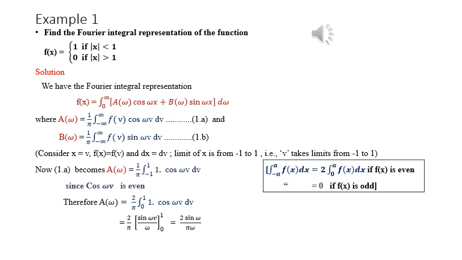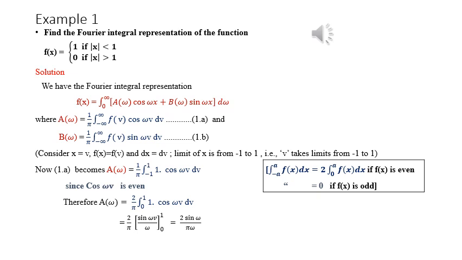Now we have a Fourier integral representation formula. f of x is equal to integral 0 to infinity a of omega cos omega x plus b of omega sin omega x d omega, where a of omega is equal to 1 by pi integral minus infinity to infinity f of v cos omega v dv, and b of omega is equal to 1 by pi integral minus infinity to infinity f of v sin omega v dv.